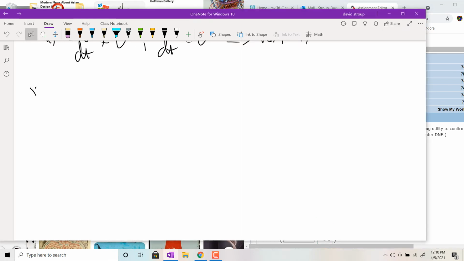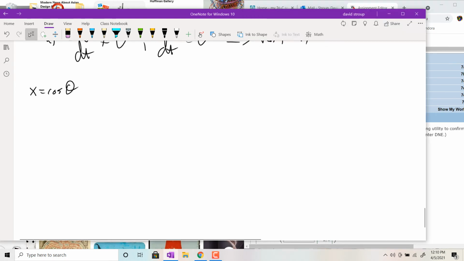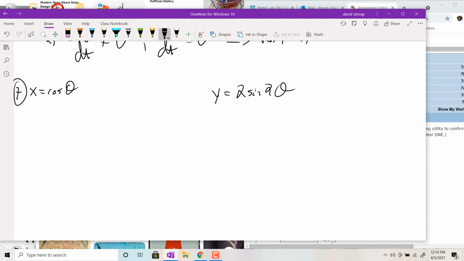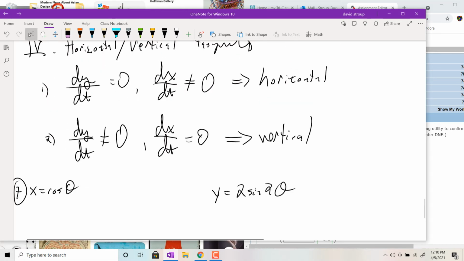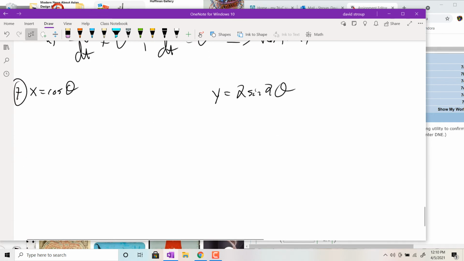Okay, so we have two functions, x equals cosine theta, and then y equals 2 sine 2 theta. Our parametric equations. This is problem number 7 in the homework. So you kind of want to find where they're equal to 0, and then you could go back and stamp out where the horizontal and vertical tangents are going to be.